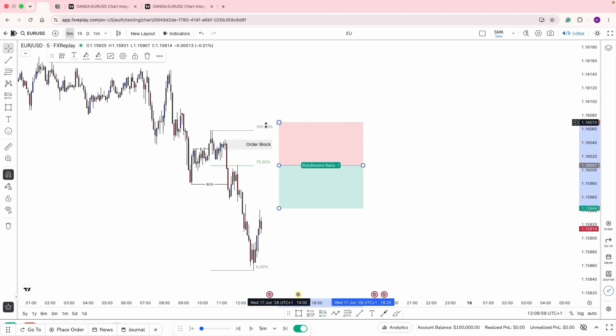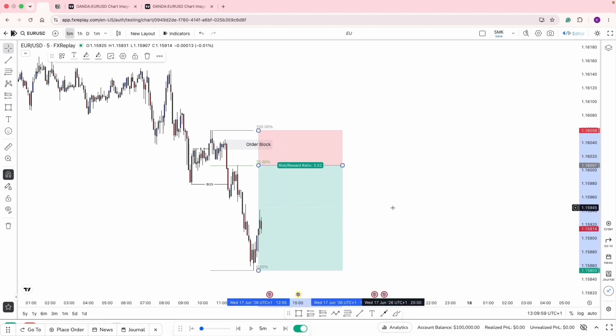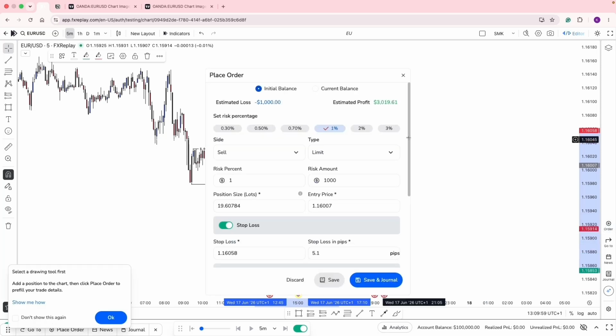And I take my stop loss to the 100%, which is basically the top of the range. And then my take profit will be at the 0%, which is at the bottom of the range. And this gives me a consistent 3R trade. Okay, so as you can see, I'm risking 1,000 to make 3,000, which is 3R. So I'm risking 1,000 to make 3,000, which is 3%.